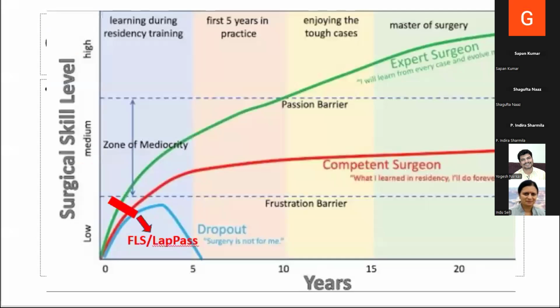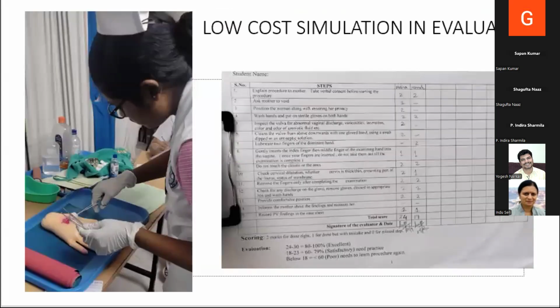So this is where maybe we can keep LAPAS, and the US counterpart is something called FLS. Why these are important is because FLS is one of the only trainings that has been shown to convert the skill into how a person actually performs in real life. So this is where FLS and LAPAS play a role.